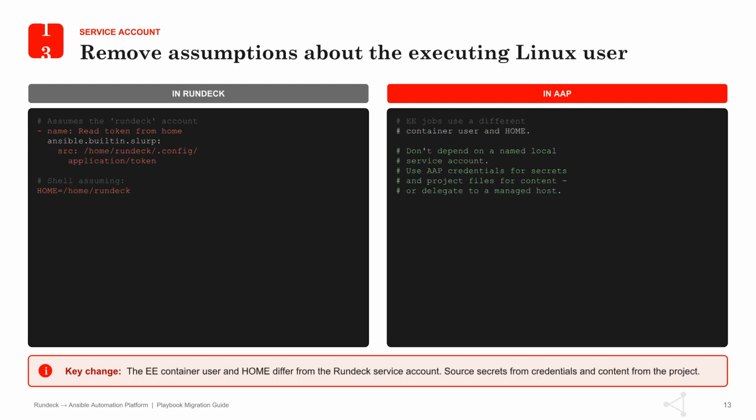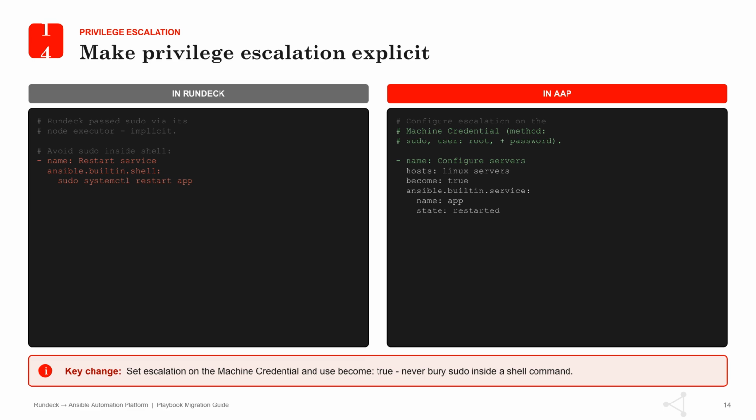Finally, remove dependencies on specific system service accounts. Because containers use different users, rely on AAP credentials and project-based files to maintain consistent and secure automation across all your environments. Let's discuss privilege escalation. Rundeck often handled this implicitly. In AAP, you must be explicit. Configure your escalation method and user in the machine credential, and use become true in your playbooks. Never bury sudo inside a shell command.